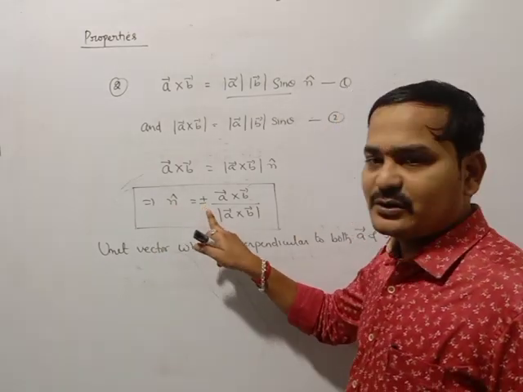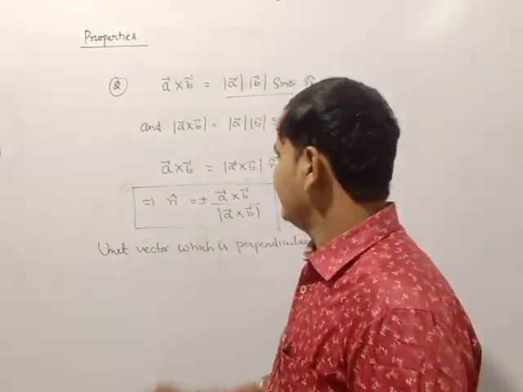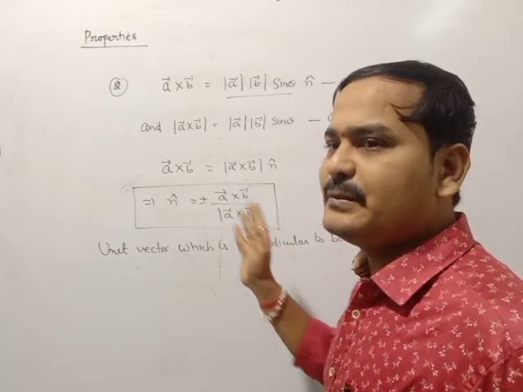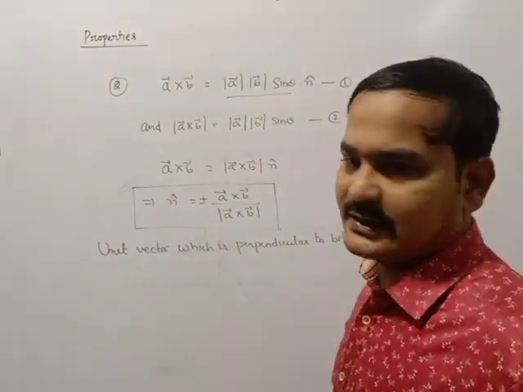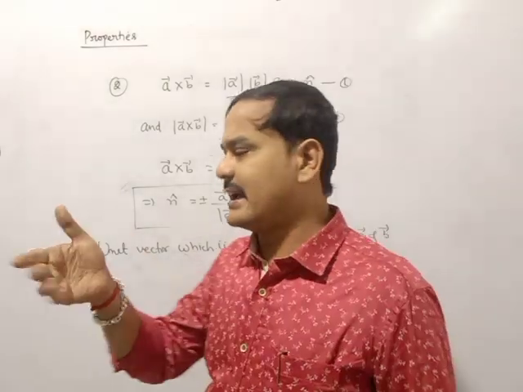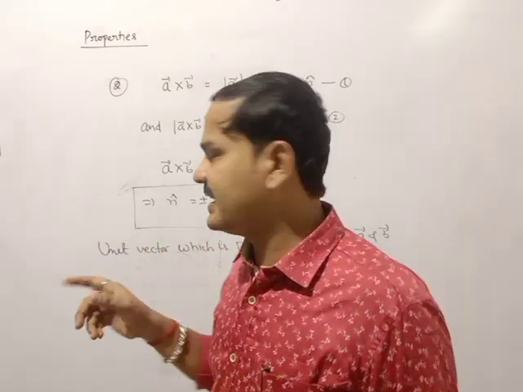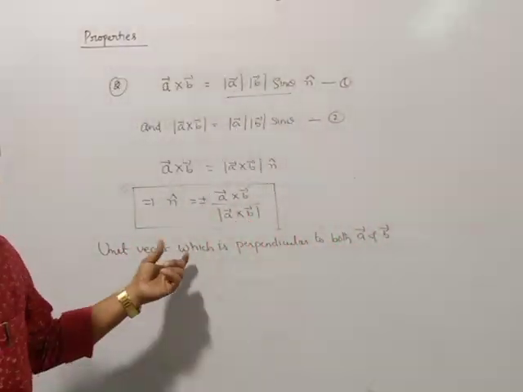Sir, why do I need to give a plus or minus? Because you don't know which direction he is asking. In A bar cross B bar, whether it is from A to B or B to A, for that purpose only you write the plus or minus. If it is a right-hand system, this direction you can take as positive, and this direction you can take as negative. This is the formula for this one.